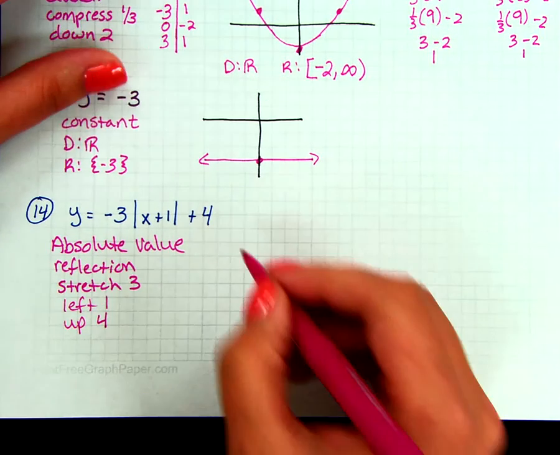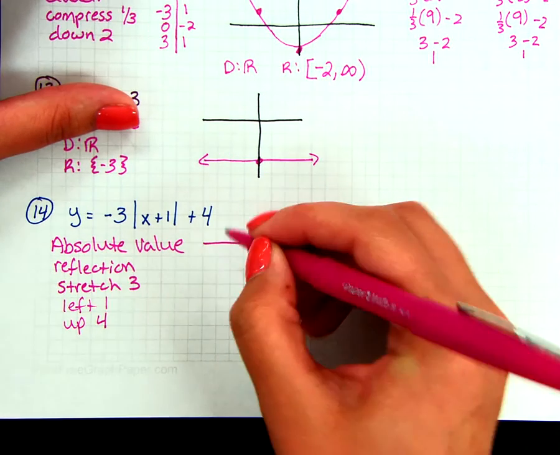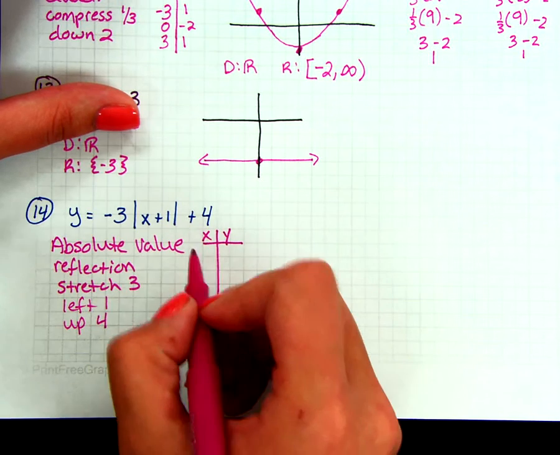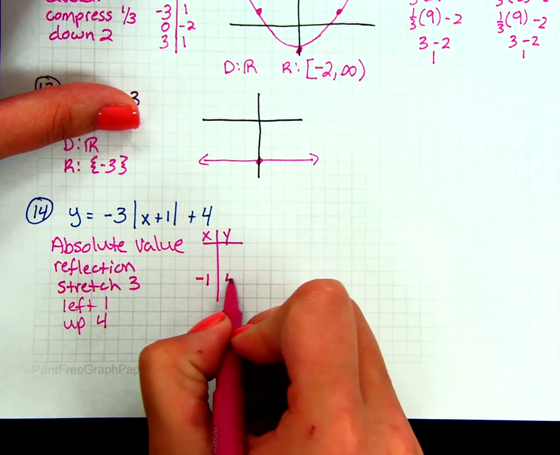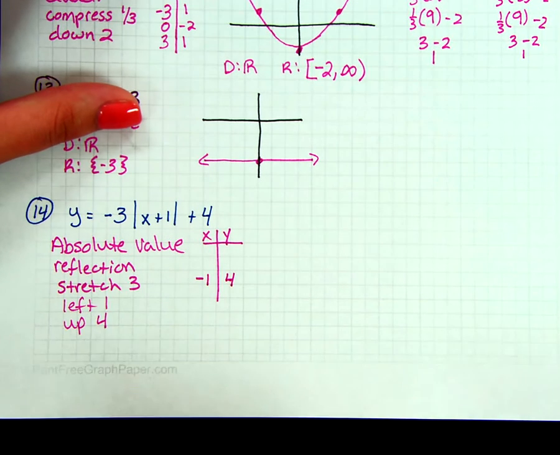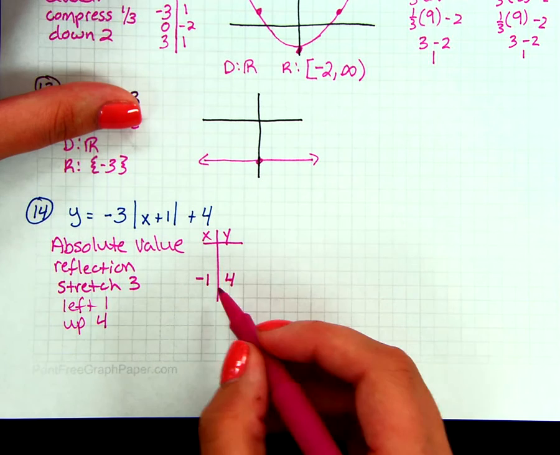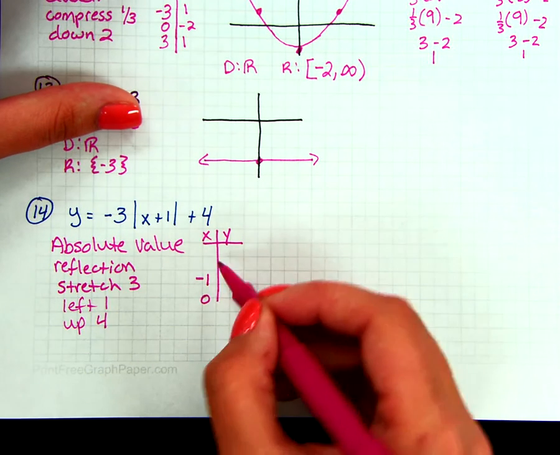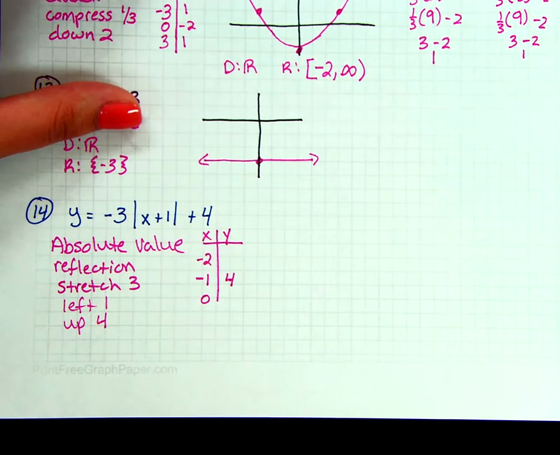Okay. So to graph this one, again, we want to start with our vertex. So the vertex is -1, positive 4. And then this time we can just add and subtract 1 from our x value. So if I add 1, that will bring us to 0. If I subtract, it'll give us -2.